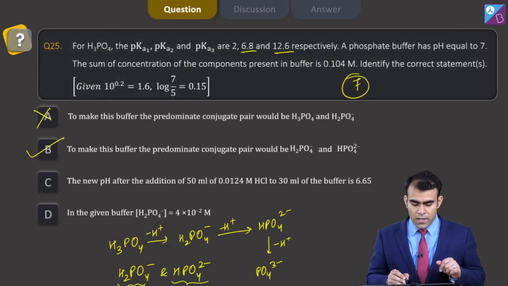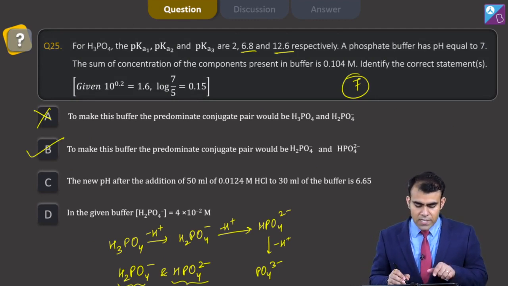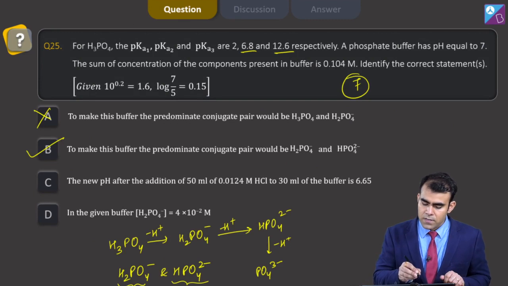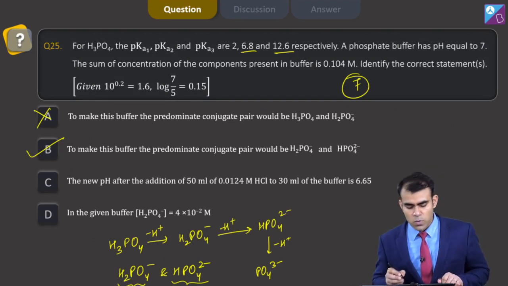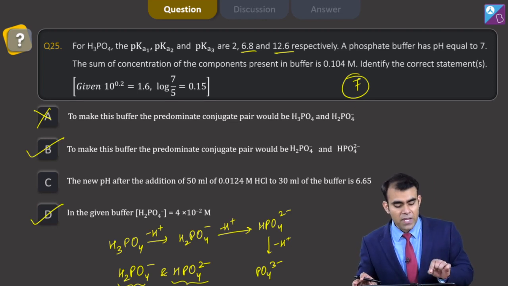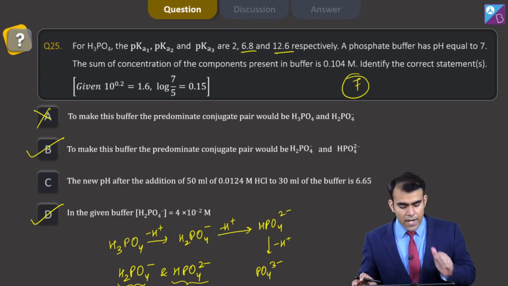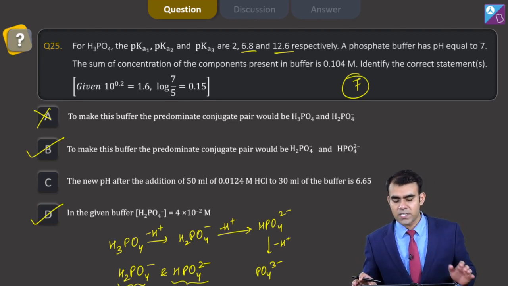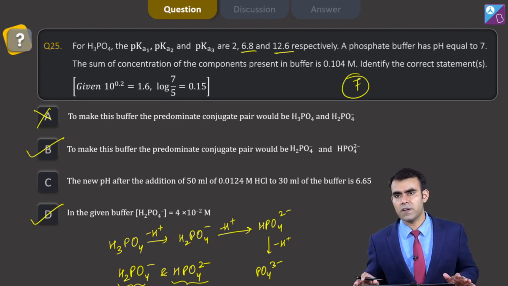Let's see our last option. It says in the given buffer H2PO4 minus is 4 into 10 to the power minus 2 molar. Yes, this one is the correct statement. But we have to look for option C. It says the new pH after the addition of 50 ml of 0.0124 molar HCl to 30 ml of this buffer is 6.65.